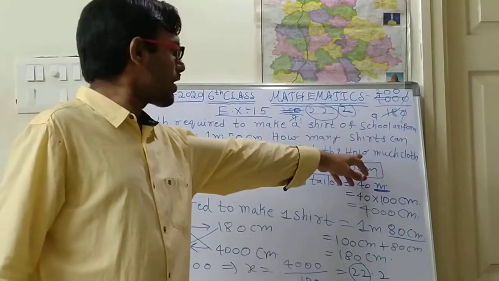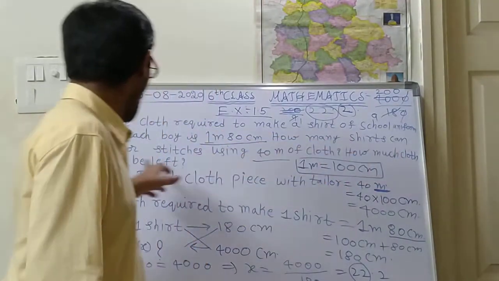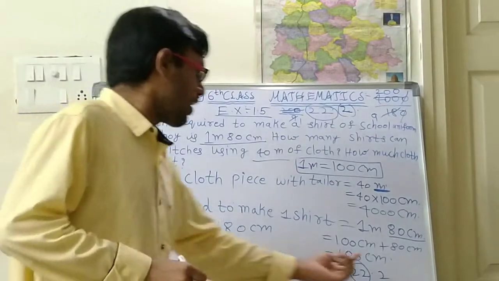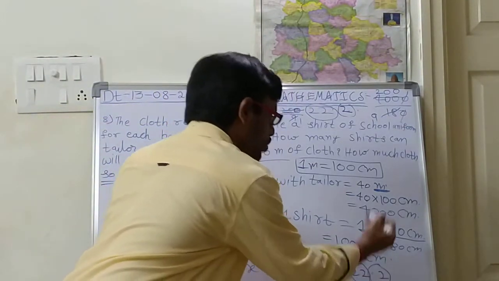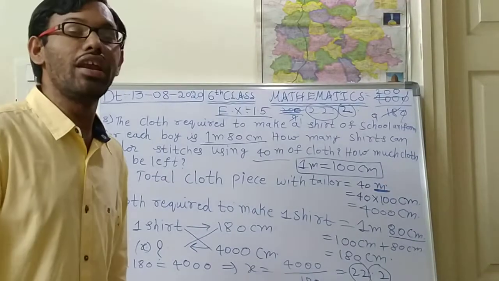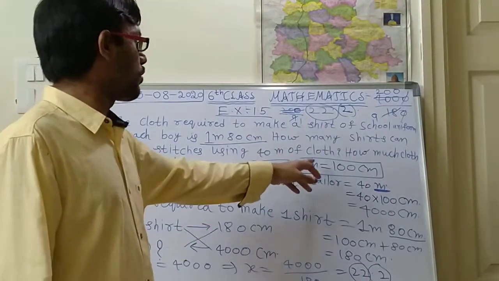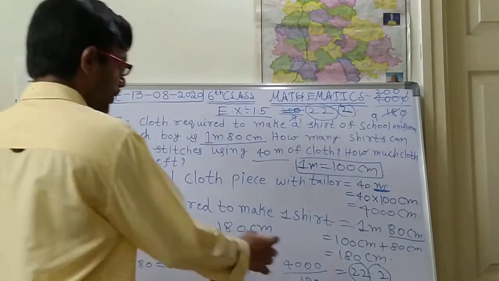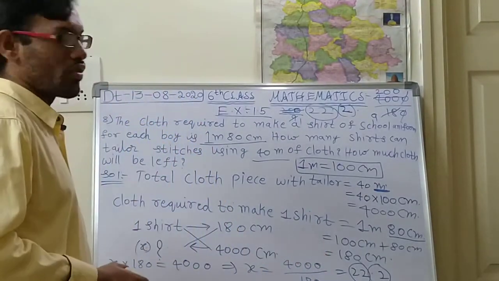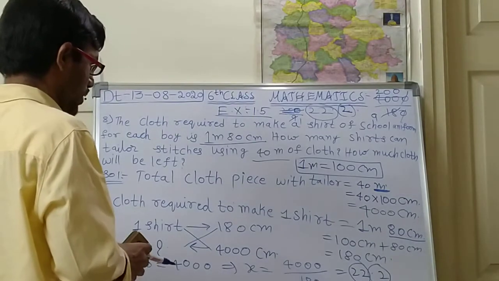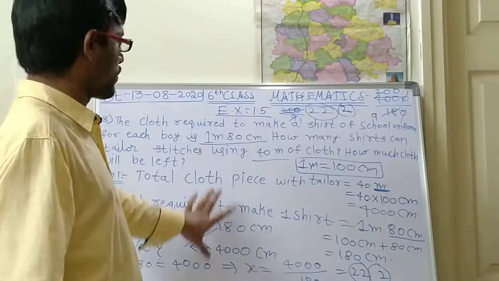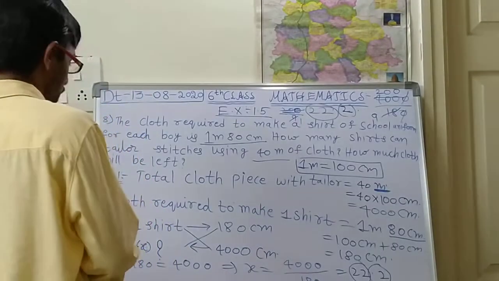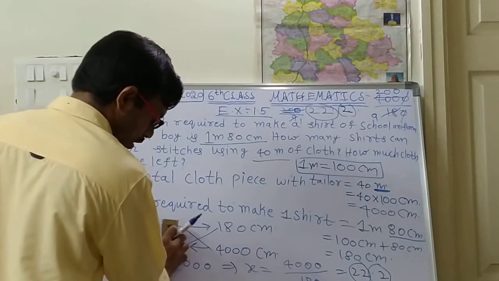And what is the one more question? How much cloth will be left? The 0.2 cloth will be left over. That you have to convert into meters or centimeters. So how will you be converting? Totally 4,000. I think you have understood up to here. So how many shirts? 22 shirts.